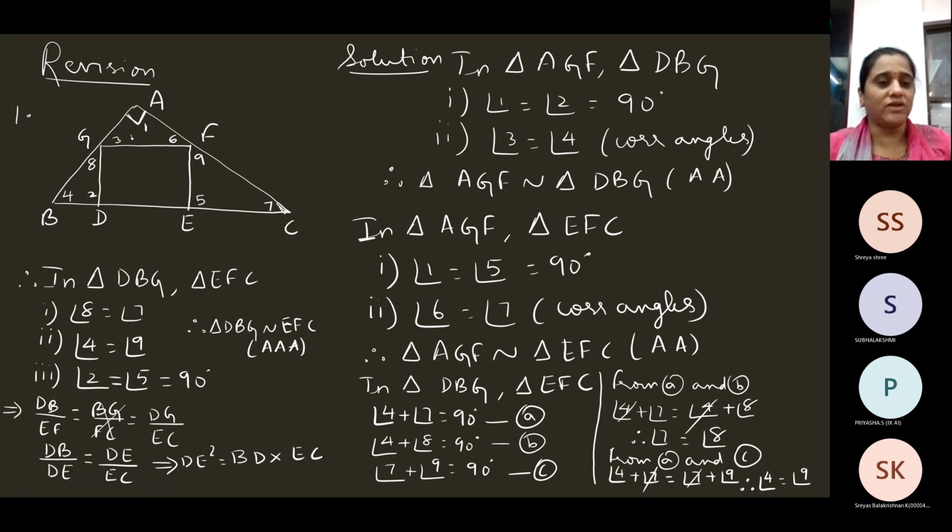You will have to prove that. So we have to prove that this triangle is similar to this one first. Then we have to prove that this triangle is similar to this one. That is second. And third, we'll have to prove that this triangle is similar to this one. And fourth, we'll have to prove that DE square is equal to BD into EC. These are the four things we'll have to prove with the given information.